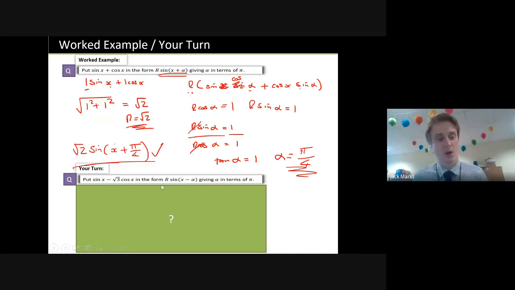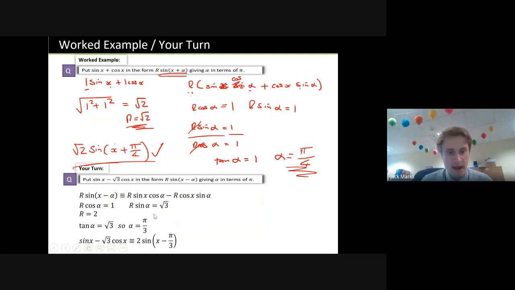So you'll get quicker and quicker at this until you can do it at the same speed. Pause the video and have a go at that, your turn there. Okay, so just by inspection, 1 squared plus root 3 squared, we're going to be looking here at 2. 2 is going to be your r.